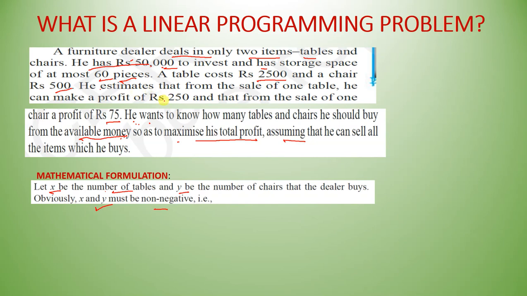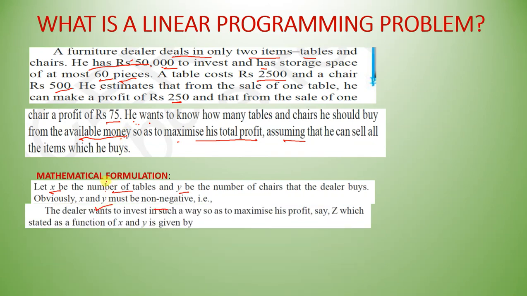He wants to maximize his profit. So we have to first form the profit function. Profit on one table is 250 and on one chair is 75. So if we denote the profit by z, then we can see that z is equal to 250x plus 75y. This is the total profit from the sale of x tables and y chairs. His problem is he wants to maximize this profit.